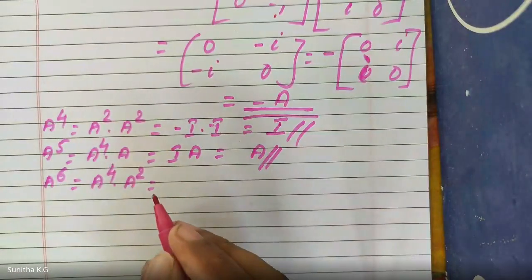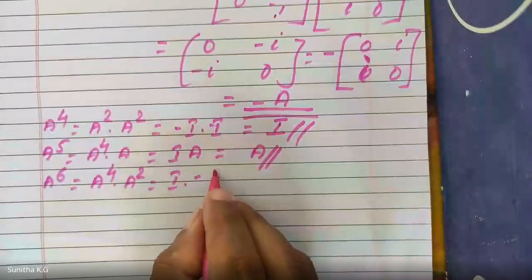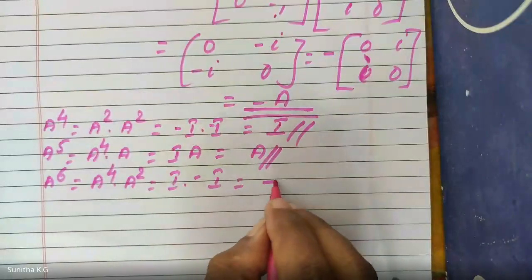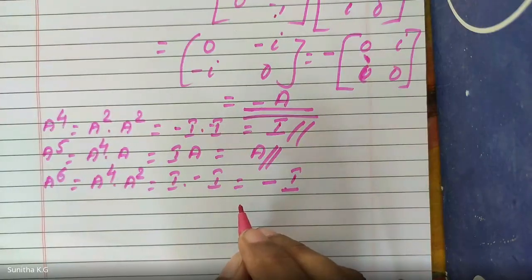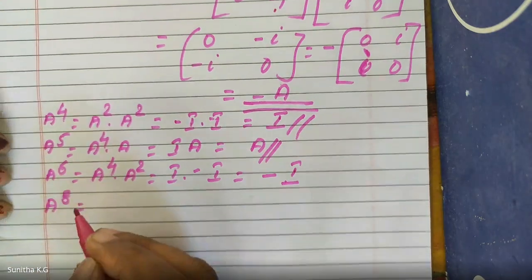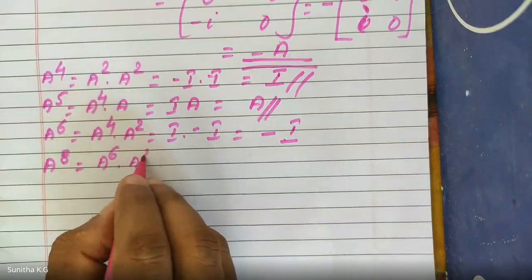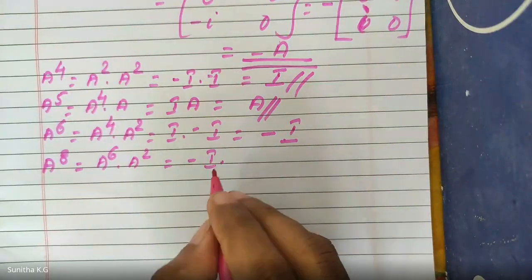That is I into minus I. I into minus I, that's equal to minus I. Okay? Yes, teacher. Then what is A raised to 8? A raised to 6 into A 4 square, right? Yes, ma'am. Minus I into minus I.